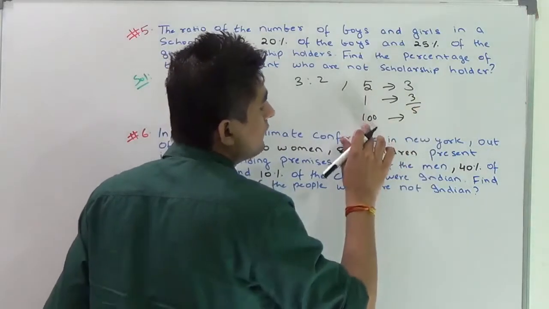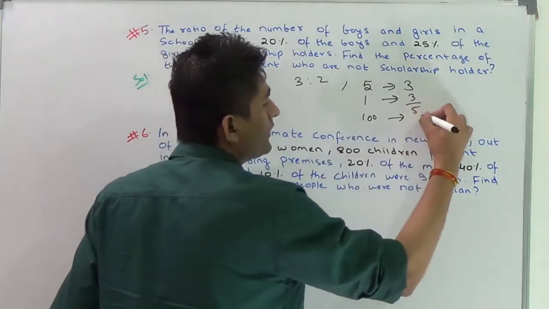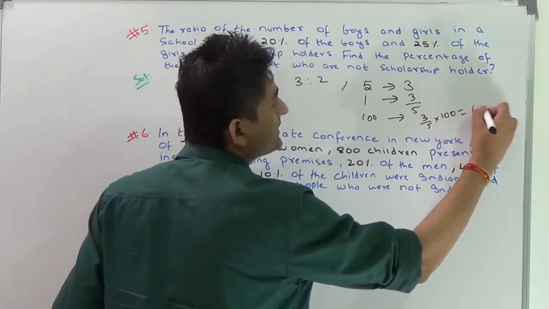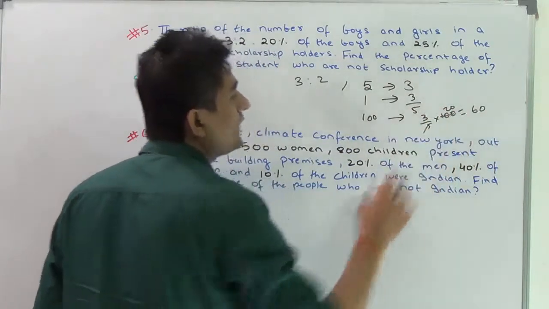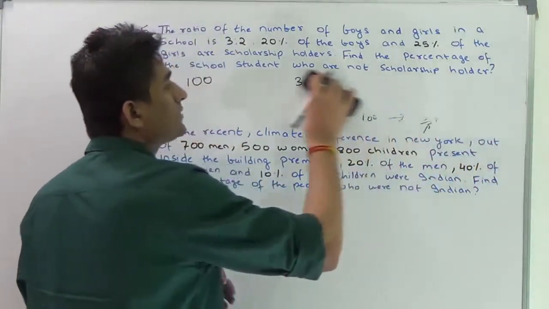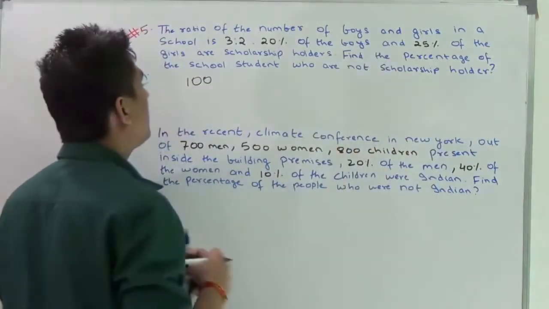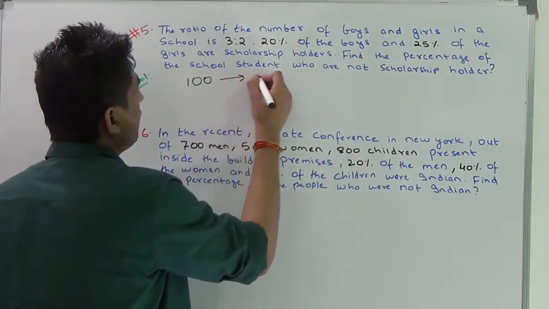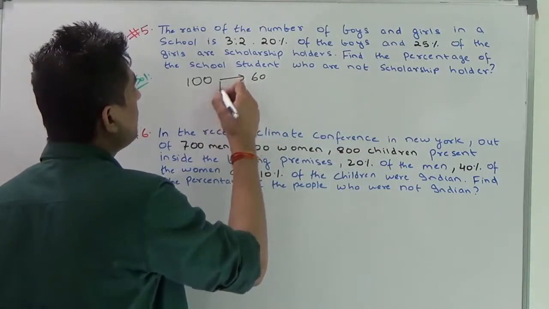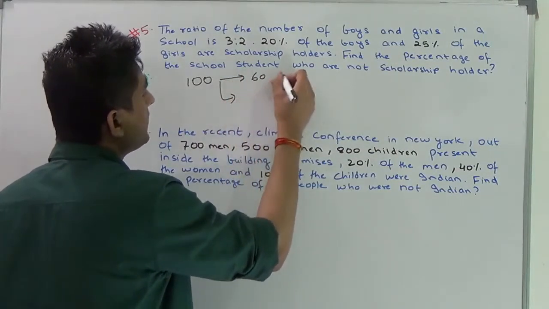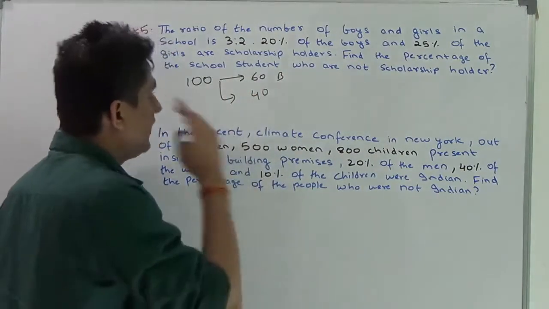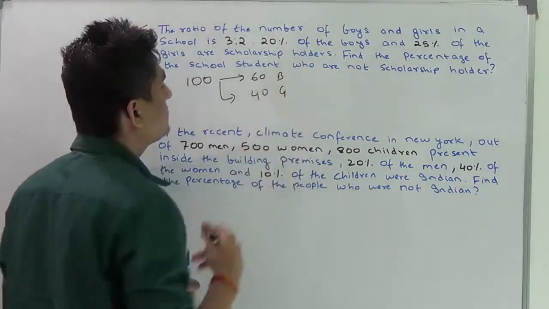So if the total number of students in the school is 100, the number of boys will be 3 by 5 into 100, which is 20 into 3, coming out to be 60. Therefore, the total number of boys in the school is 60. If the total number of boys is 60, it's obvious that the total number of girls in the school is 100 minus 60, which is 40.